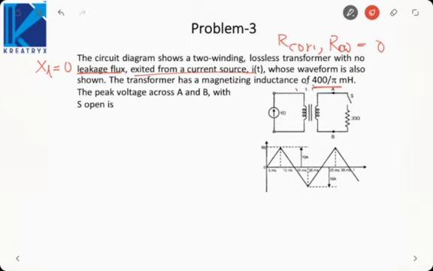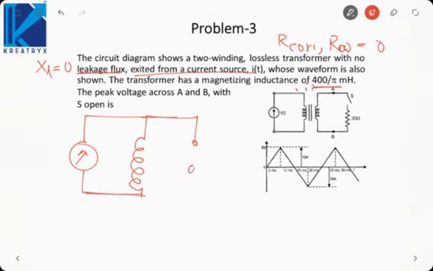Since this is a 1:1 transformer, primary voltage will be the same as secondary voltage. So if we draw the circuit, since we are neglecting all parameters except magnetizing inductance, referring the circuit to primary, since the secondary is open circuited, primary will also be open circuited. This is given as 400 by pi. Now, since this current IT is going, it will entirely go into this inductance because the other terminal is open circuit. So the entire current flows through the inductance. Now voltage across an inductance will be L into di by dt.